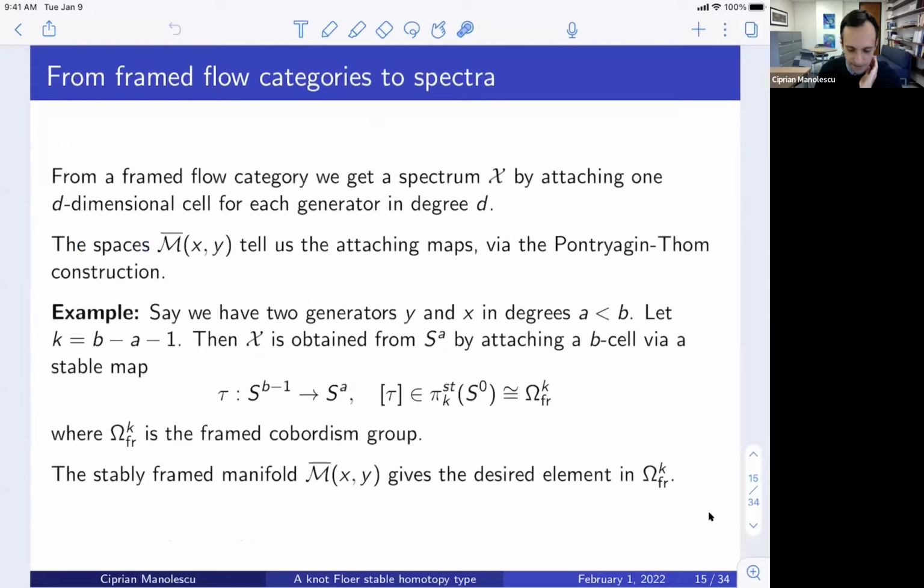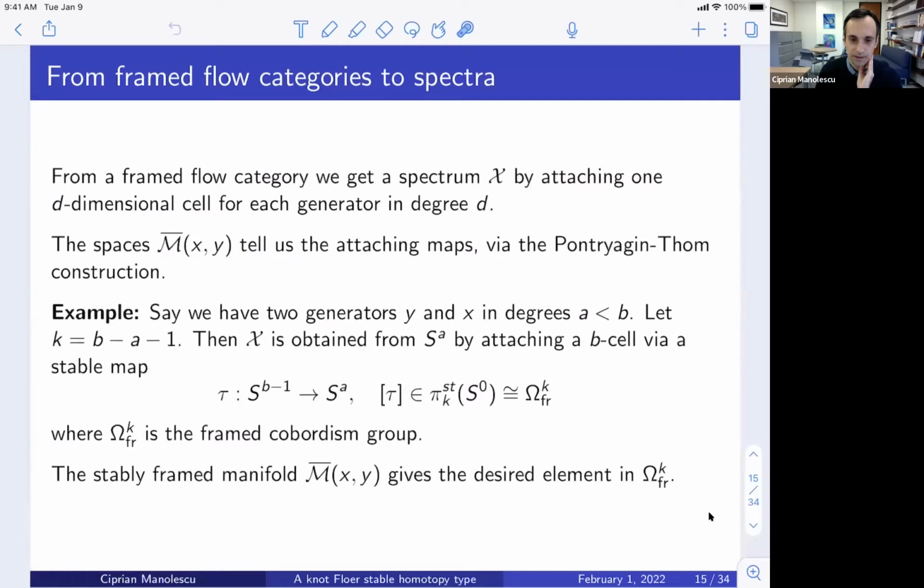So the way you do it is explained by Cohen, Jones, Siegel, but the idea is you make a spectrum by having a d-dimensional cell for each generator in degree d. And then you attach the cells in a way that's given to you by these moduli spaces, M bar XY, using the Pontryagin-Thom construction.